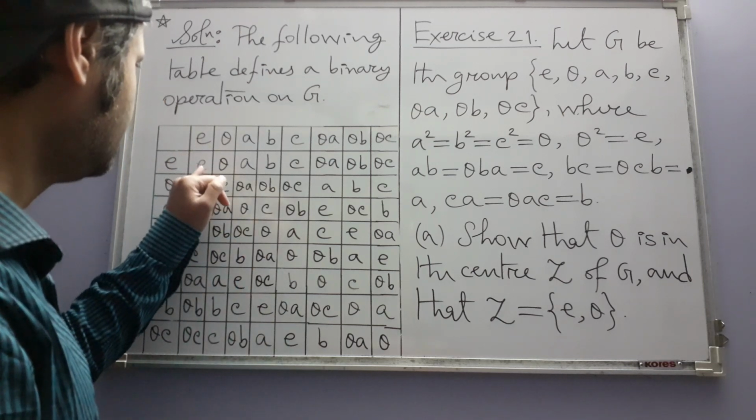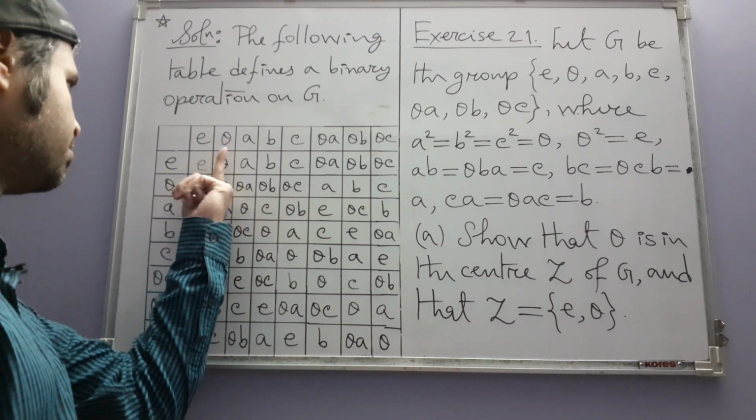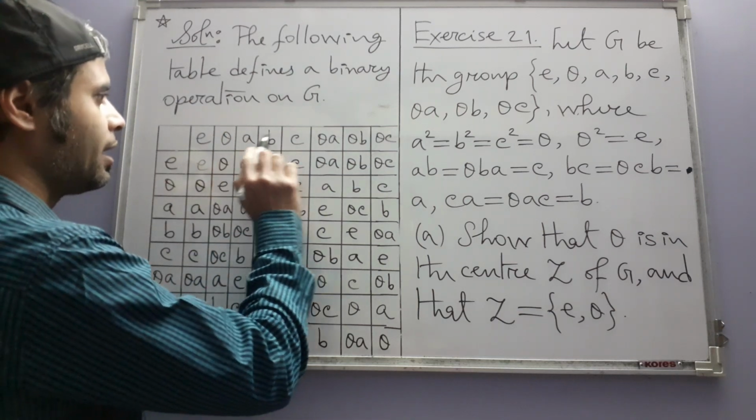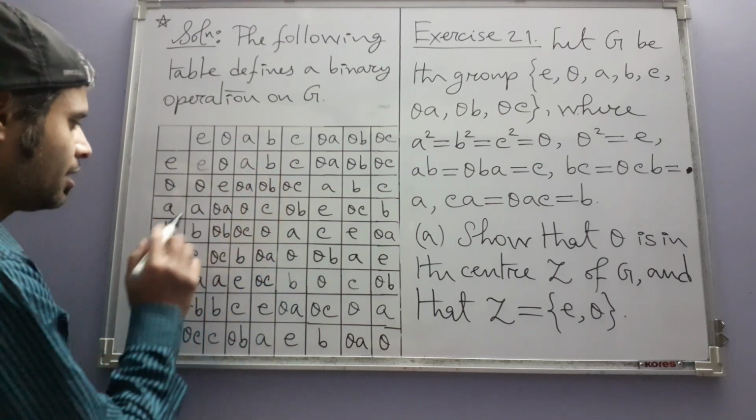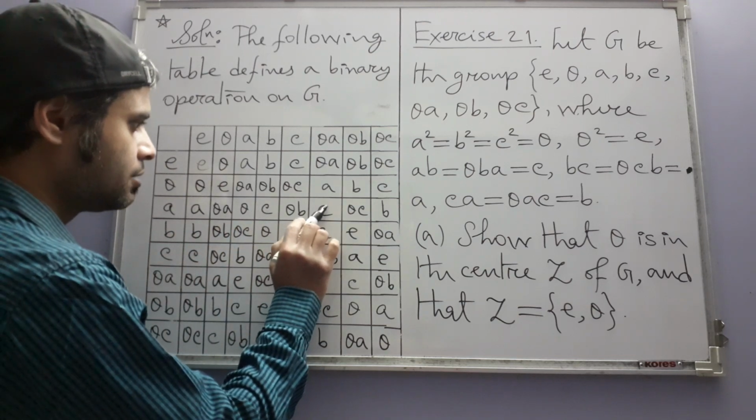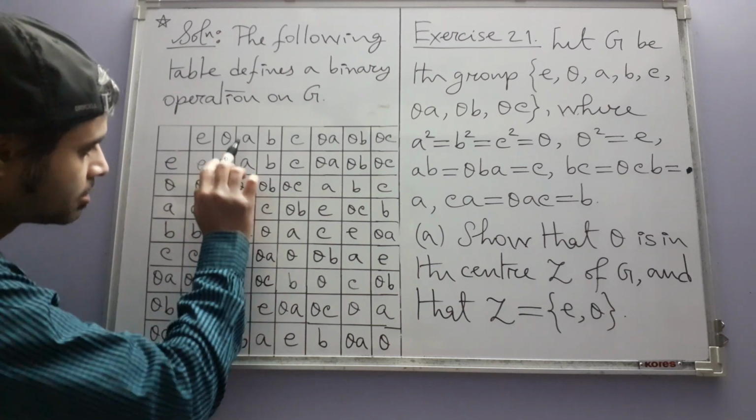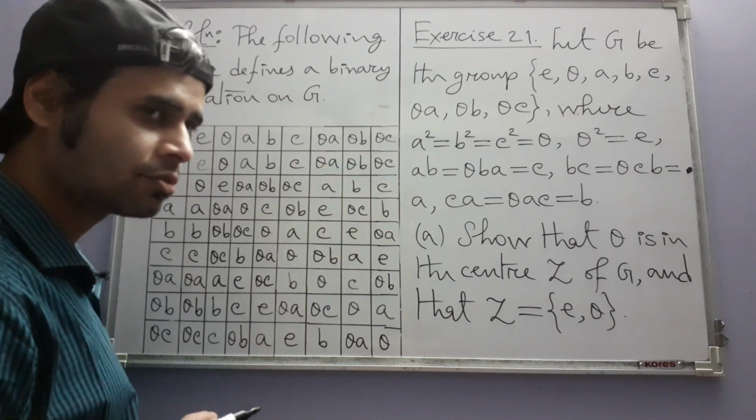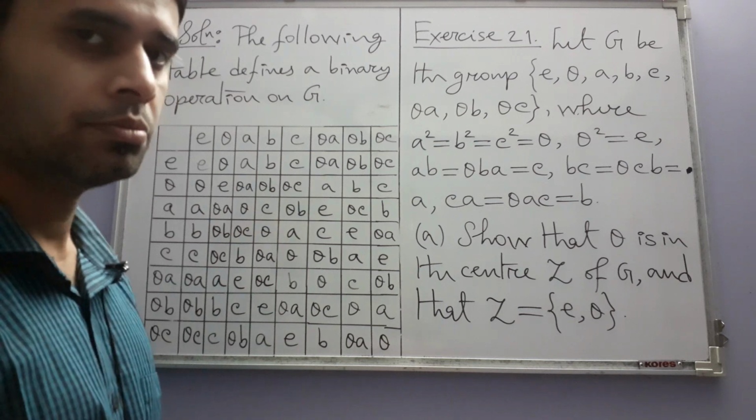The inverse of E is E itself. The inverse of theta is theta itself, because theta squared is E. And A and theta A are inverses of each other, because you can see A times theta A is E. Also, theta A times A is E. Similarly, B and theta B are inverses of each other, and C and theta C are inverses of each other. So it is a group.